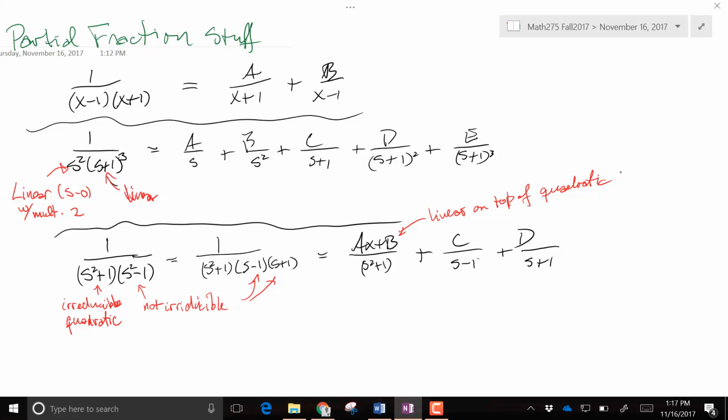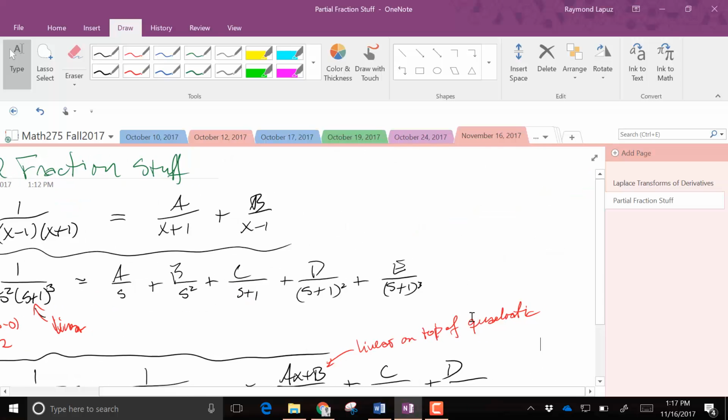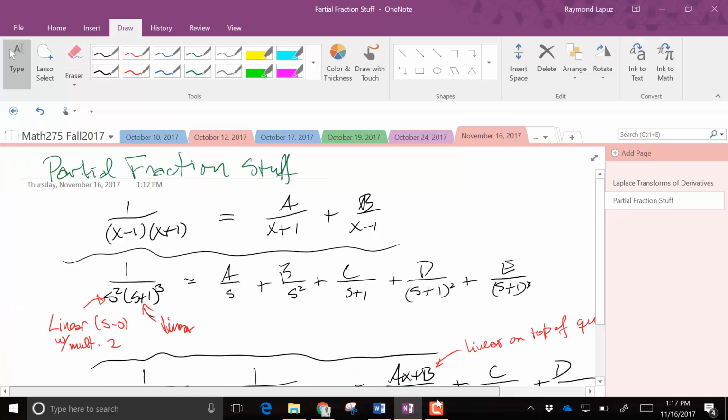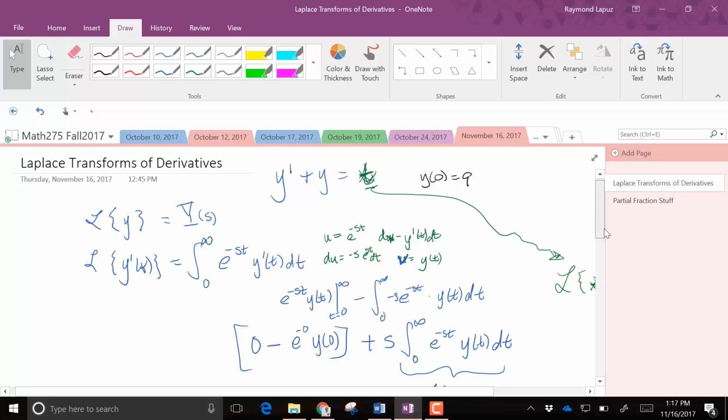Do they exist? No, they don't exist. Because you're guaranteed at least one. You're guaranteed at least one root. Yeah, so that's the part where you're trying to solve for A, B, C. All right, so we'll come back to this page, partial fraction stuff, if we run into any more. So meanwhile, let's go back to what we were doing here.